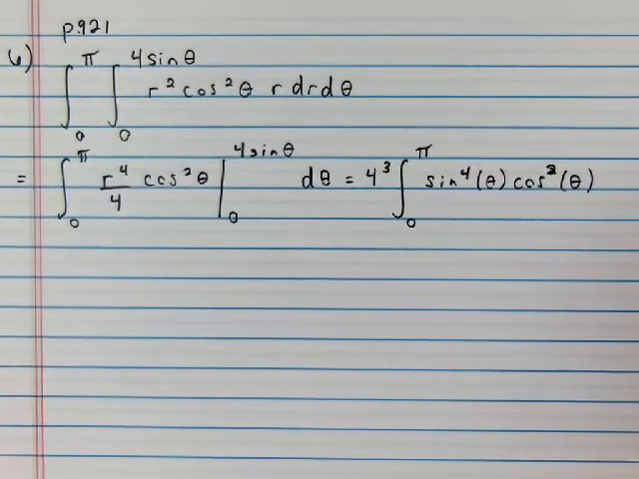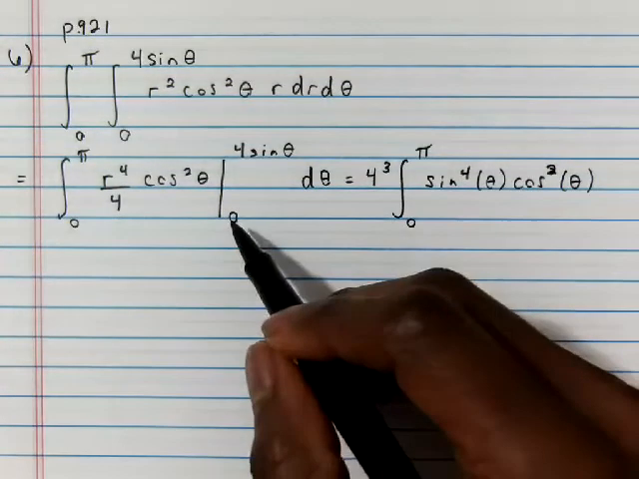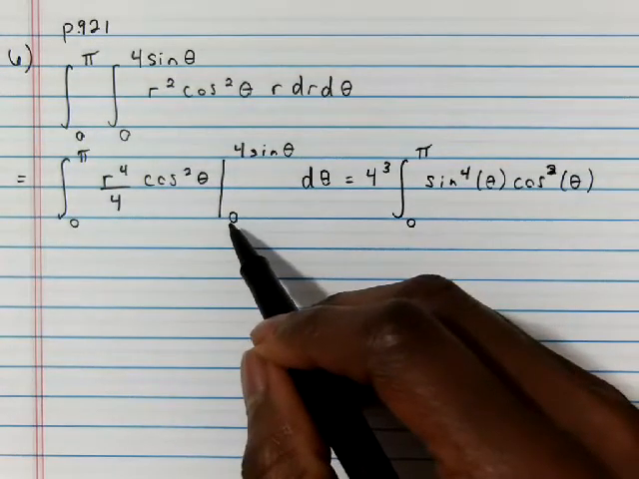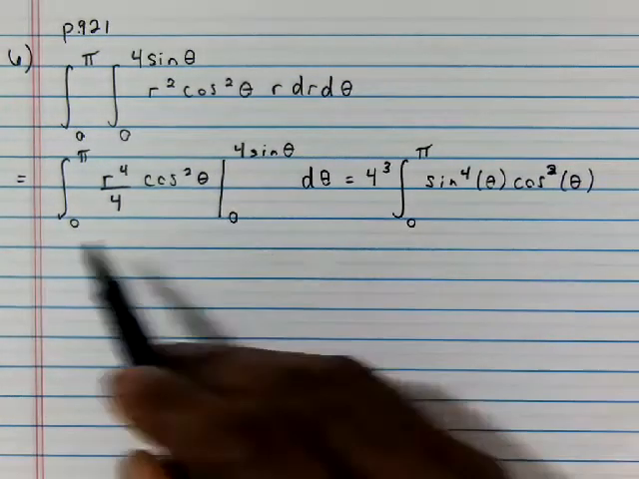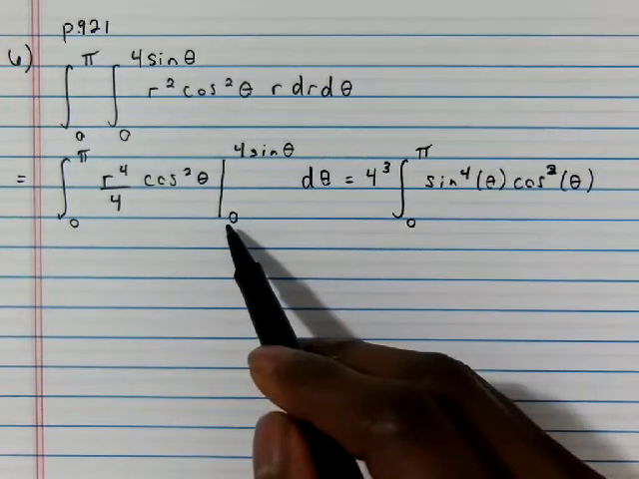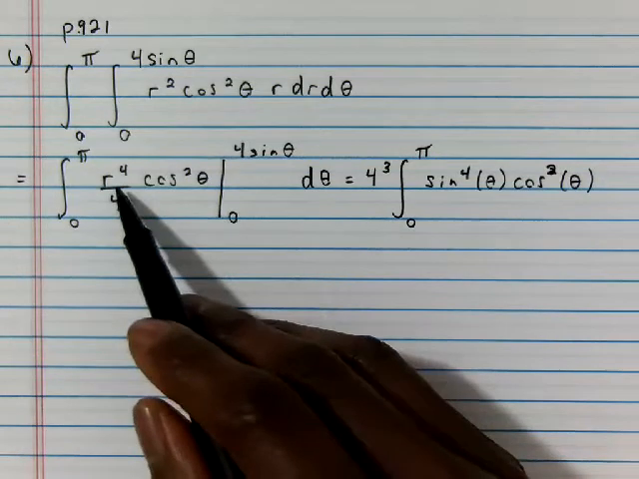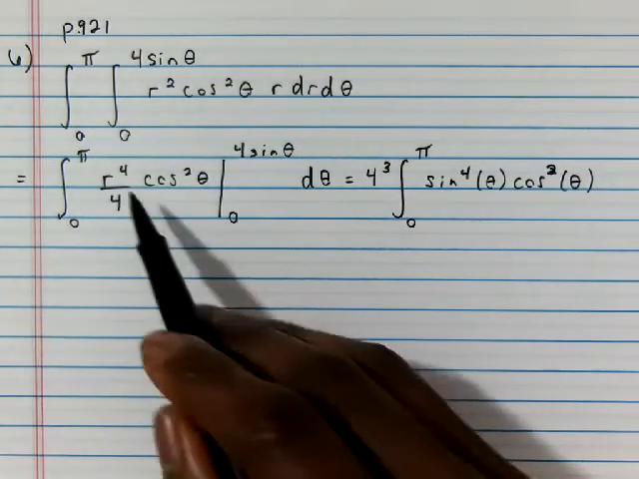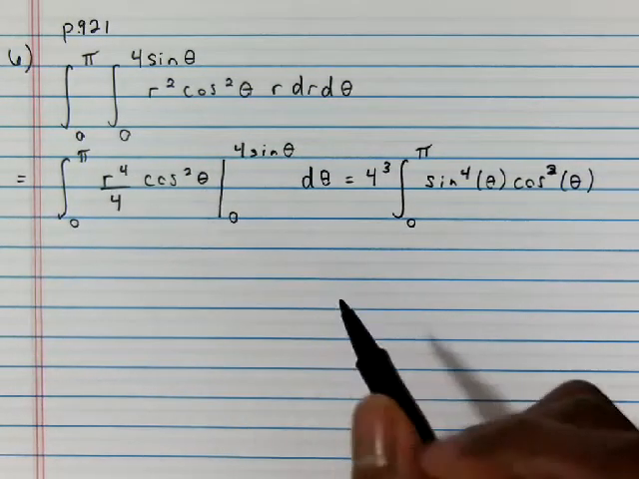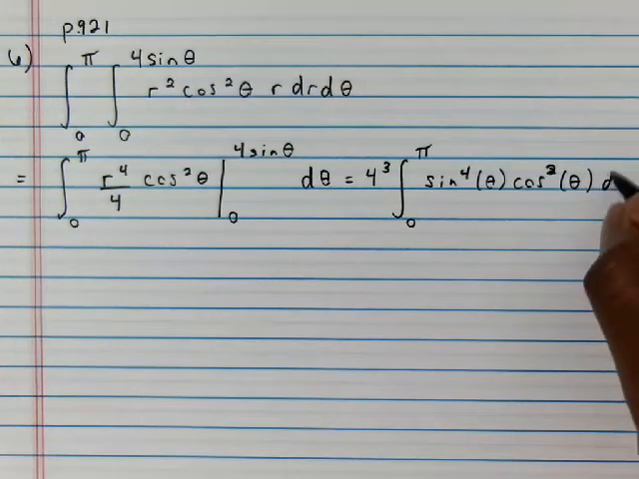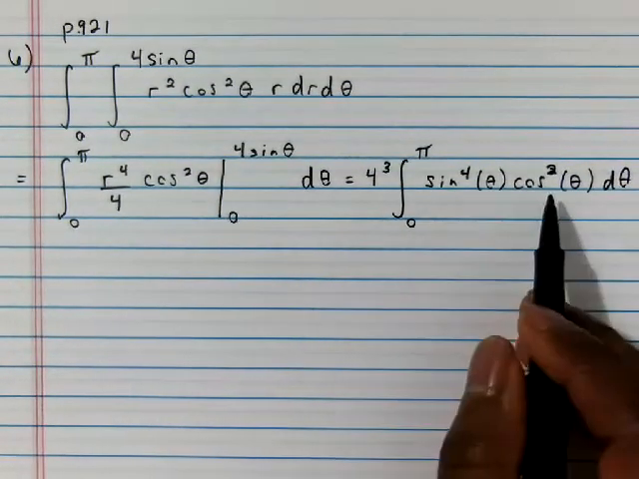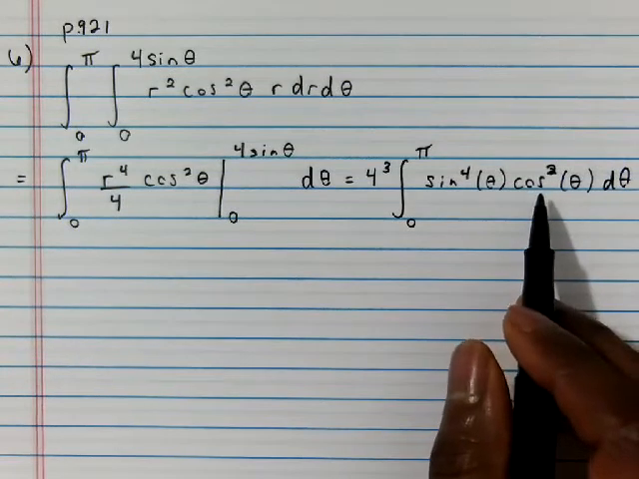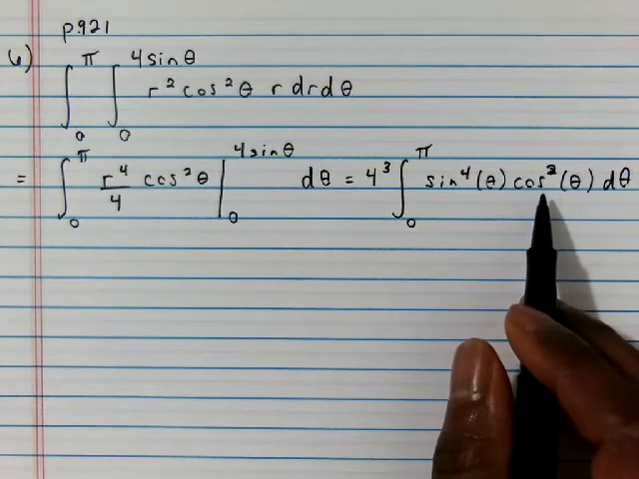And then minus when we put in 0 for r, not for theta. Be careful with that. We put that in for r, which means this whole thing is going to go to 0, and we end up with d theta right there. So now we need to integrate this. We have to go back to some trig identities to evaluate this integral.